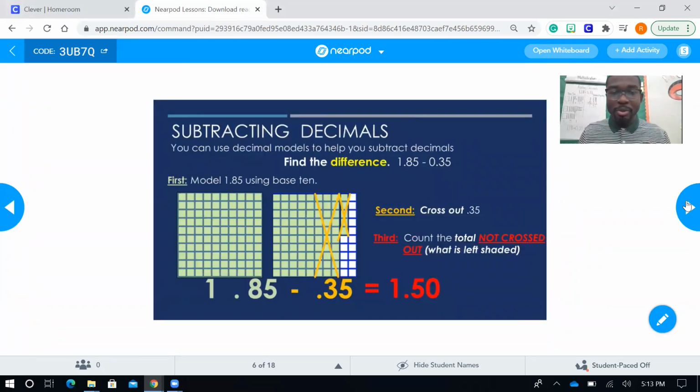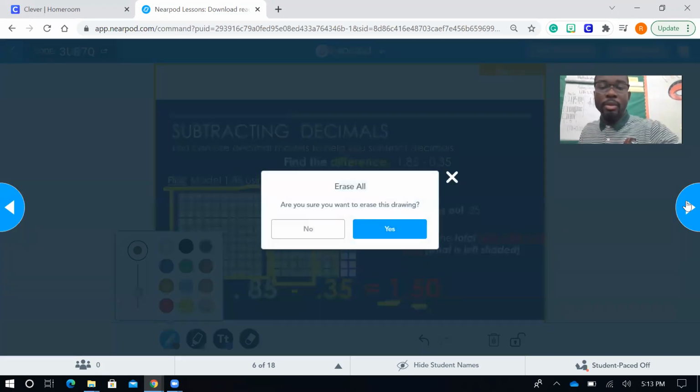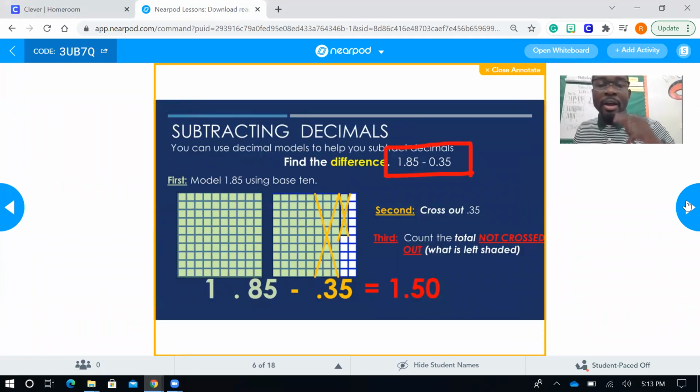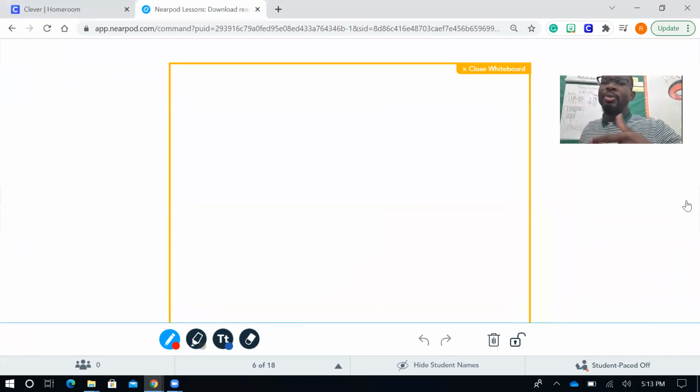So, subtracting decimals. What you see on the screen is a screenshot that you'll be able to take and use as reference when we're actually going through this. What we're going to do specifically is take that expression that we see on the screen, 1 and 85 hundredths minus 35 hundredths. So let me open up my whiteboard and let's get to it.